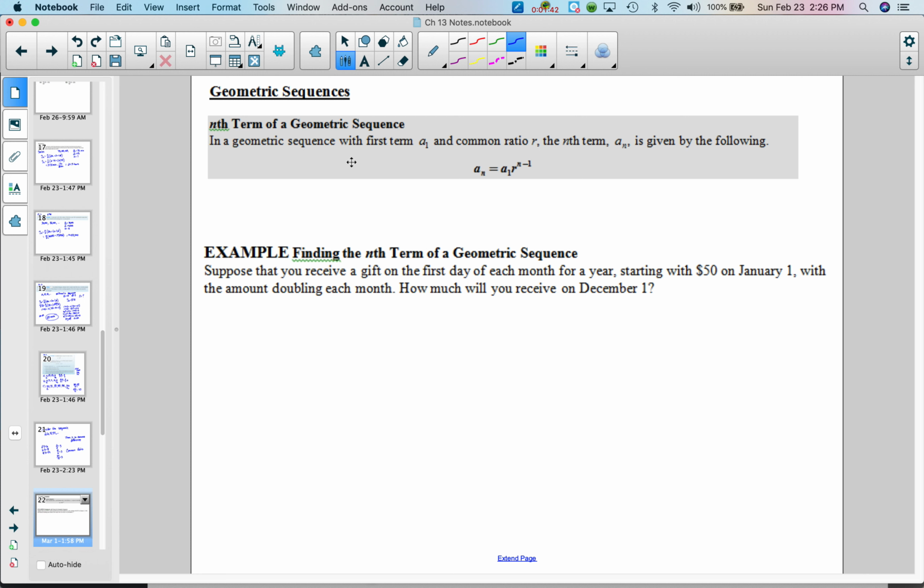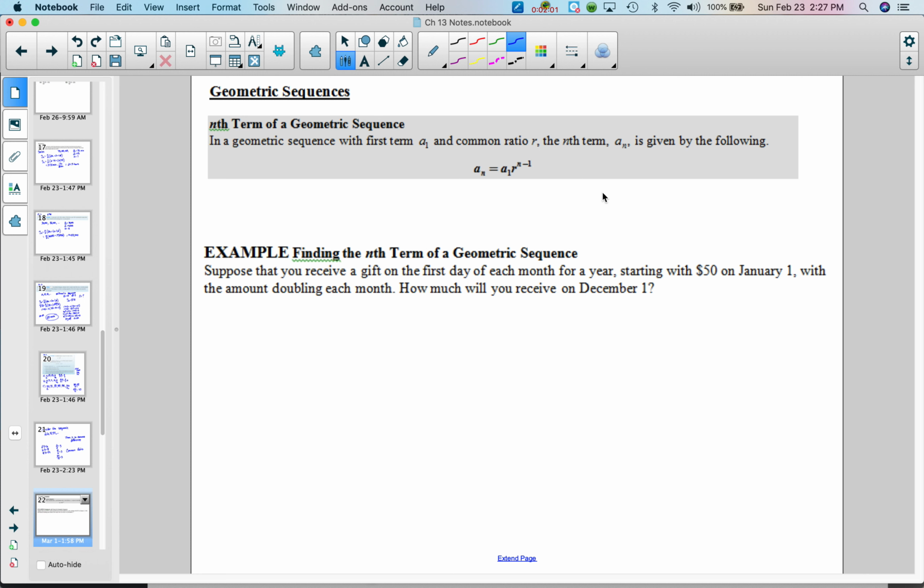So in a geometric sequence with a first term a sub 1 and a common ratio r, the nth term a sub n is given by this formula. So to find the nth term, you take the first term and you're going to multiply by whatever that common ratio is raised to the n minus 1 power.